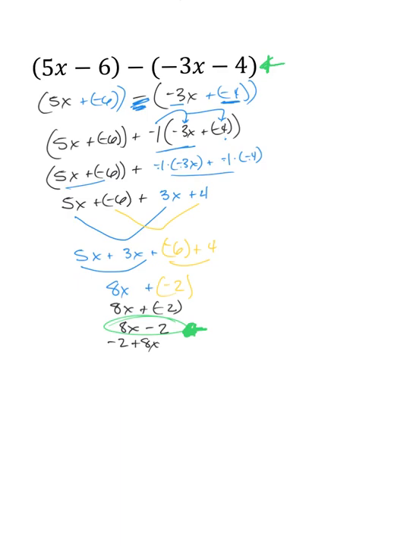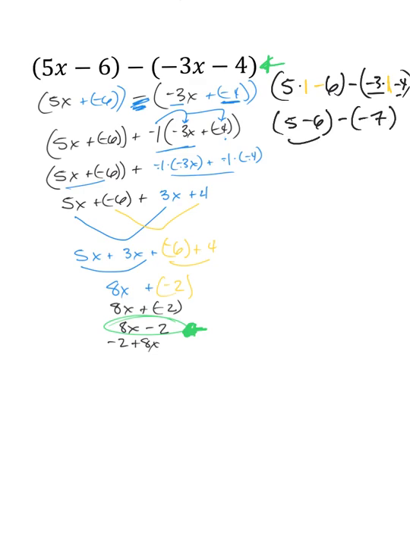So if I were to write 5 times 1 minus 6 minus negative 3 times 1 minus 4. And that means I'm going to have 5 minus 6 minus negative 3 minus 4, which is, 5 minus 6 is negative 1, minus negative 7.